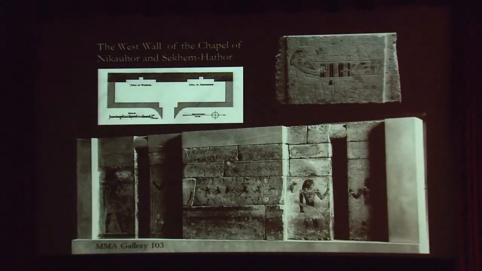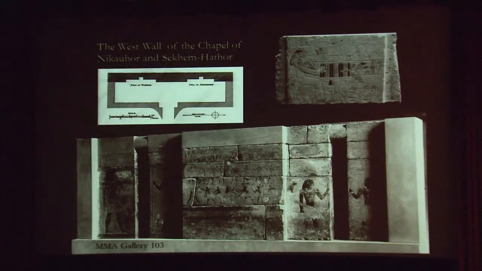Here, for example, you see the west wall of the chapel of Nicauhor and his wife, whose name was Sekhem Hathor. This is one of the Metropolitan Museum chapels, and you can see it in Gallery 103, and I've put in a black and white photograph, so you'll have to go look at it because it's much more lovely than this.